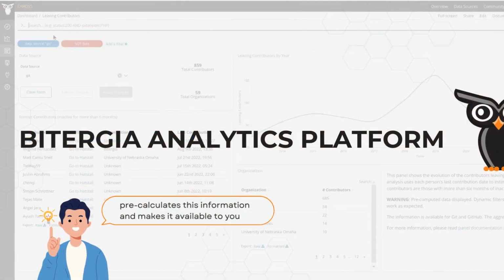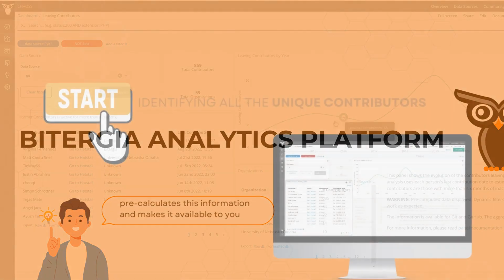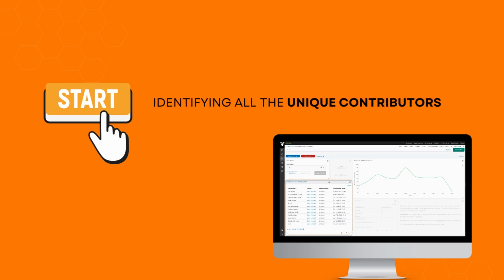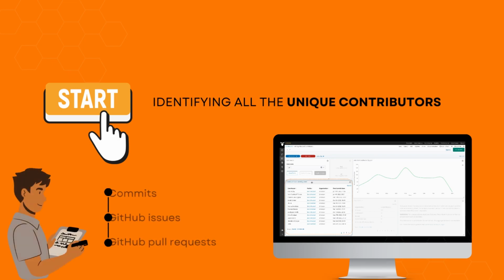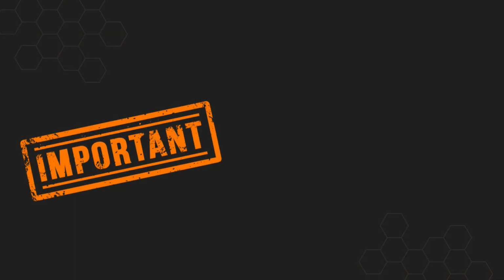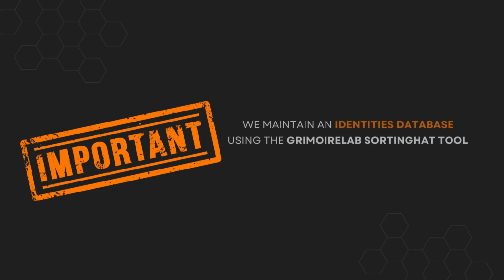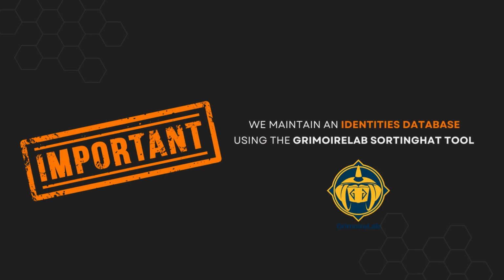The Riterja Analytics platform pre-calculates this information and makes it available to you. The analysis starts by identifying all the unique contributors in the datasets for commits, GitHub issues, and GitHub pull requests. As mentioned in previous videos, this is essential for a correct analysis. We maintain an identities database using the Greenbar Labs sorting hat tool for that.